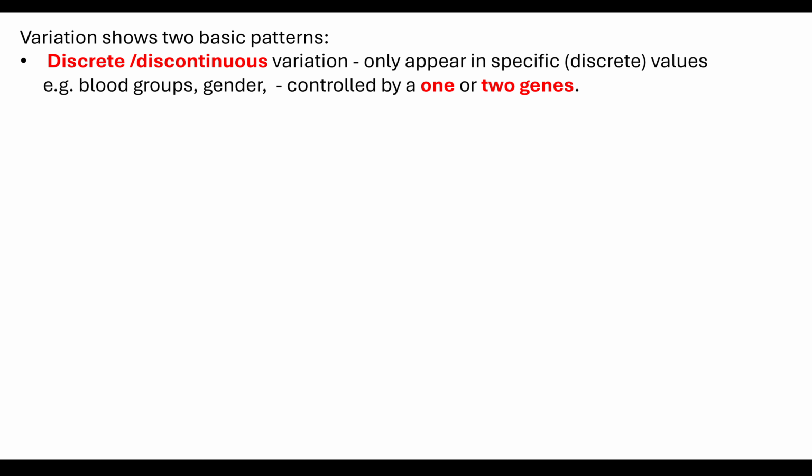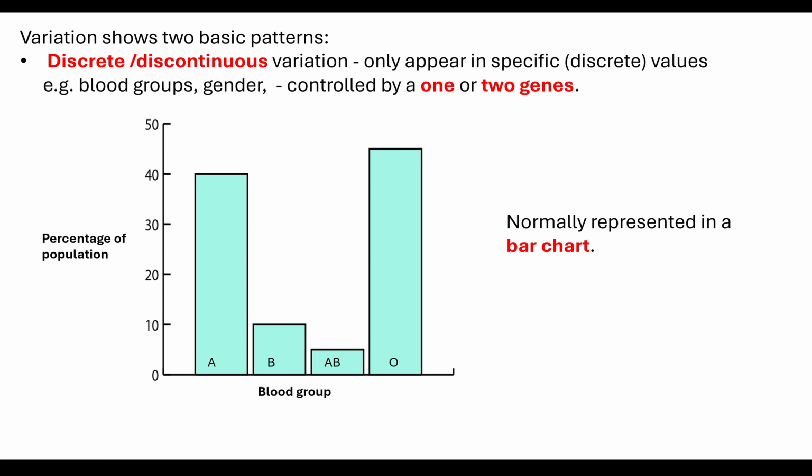If we look at the fact that you can be one of 4 blood groups, this is to do with the alleles that you have inherited from your parents. So it's controlled by 1 gene, and there are multiple alleles for that gene. You can have either the allele A, or the allele B, or the allele O. There are 3 alleles, but you inherit 2 of them, which means that you can either have a blood group A, a blood group B, a blood group AB, or a blood group O.